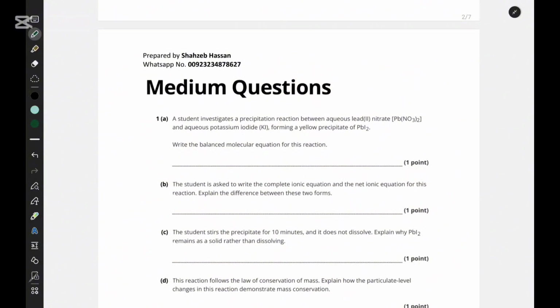A student investigates a precipitation reaction between lead nitrate and aqueous potassium iodide, forming a yellow precipitate of lead iodide. So what happens when lead nitrate in aqueous form reacts with potassium iodide in aqueous form? They form a yellow precipitate of lead iodide. Lead has been combined with iodide and the remaining is going to be potassium nitrate. In order to balance it, I need to put 2 here, and I also need to put 2 here as well.